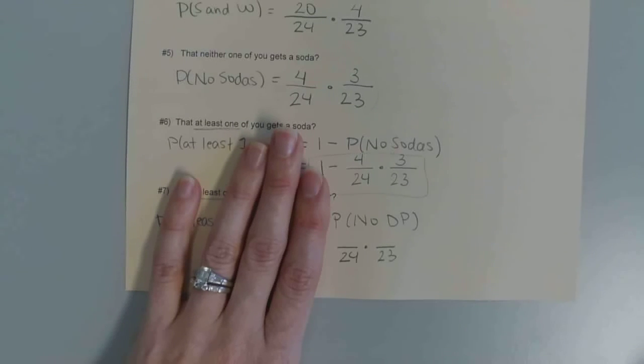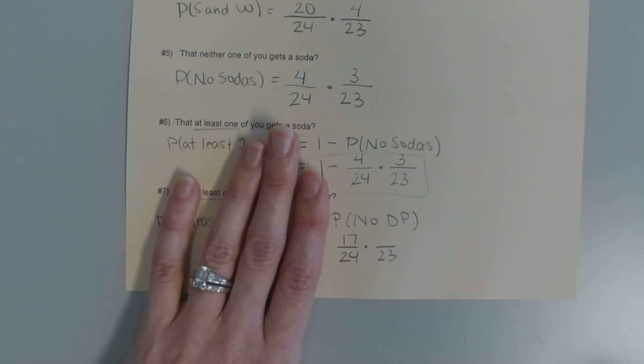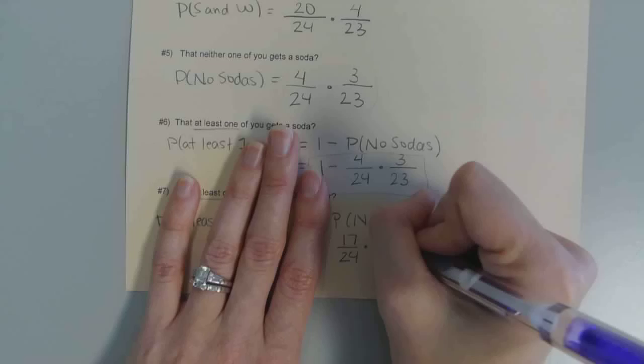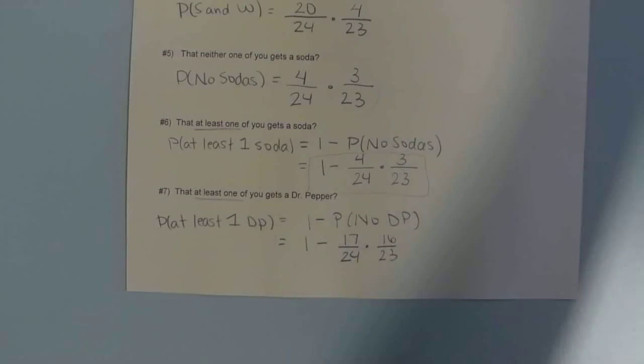The probability of not getting Dr. Pepper. Well, how many bottles are in there that aren't Dr. Peppers? How many? 17. Are we okay with that? Because there were 7 Dr. Peppers. So that means there's 17 that aren't Dr. Peppers. And once I pull that and give that to my friend, how many remain that are still not Dr. Peppers? You guys rule. You guys get it.